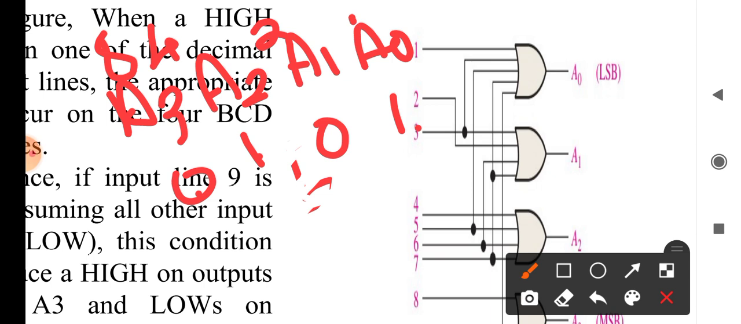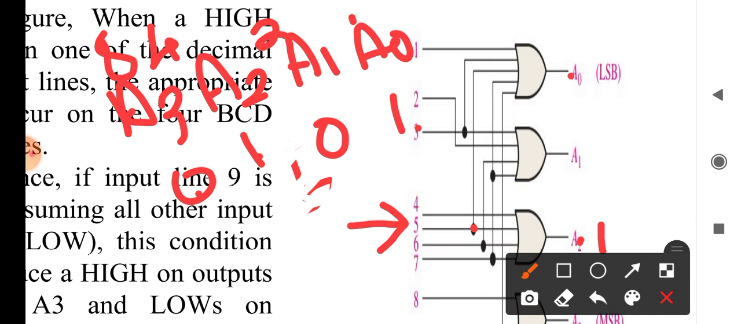So here I made 5 as active high and the remaining are active low. Then when 5 is high, this high signal is being transported to A0, which becomes high. Similarly this high signal is being transported to A2, that is A2 will be higher. And you can see the 5 input is only connected to A2 and A0.